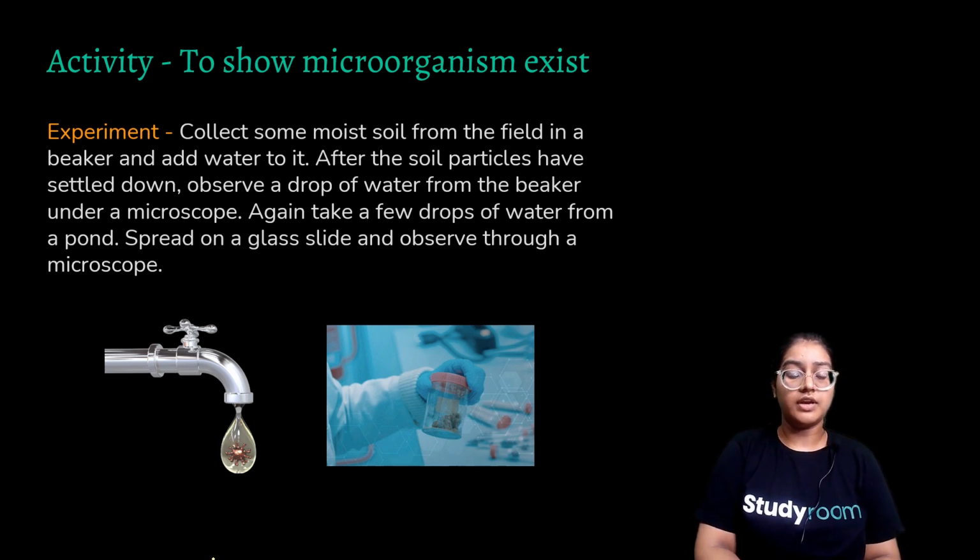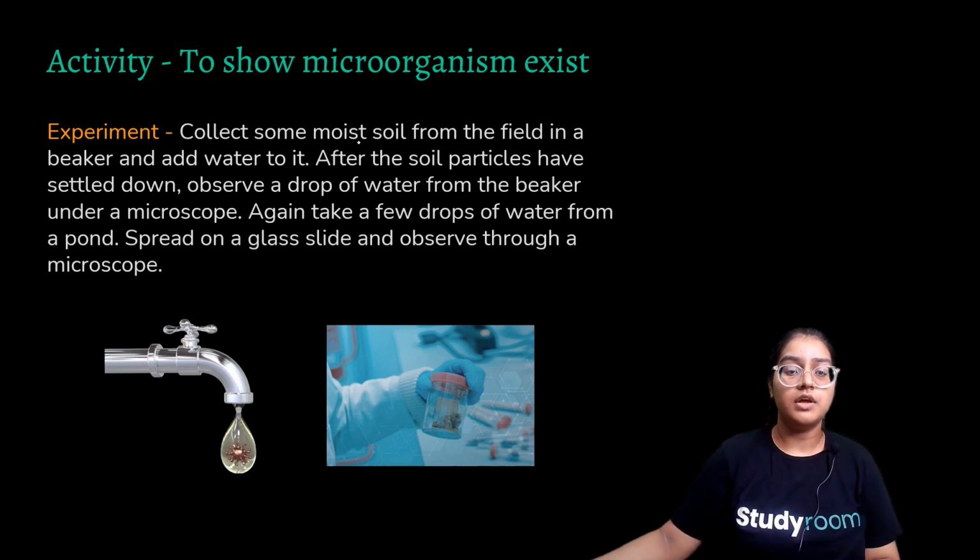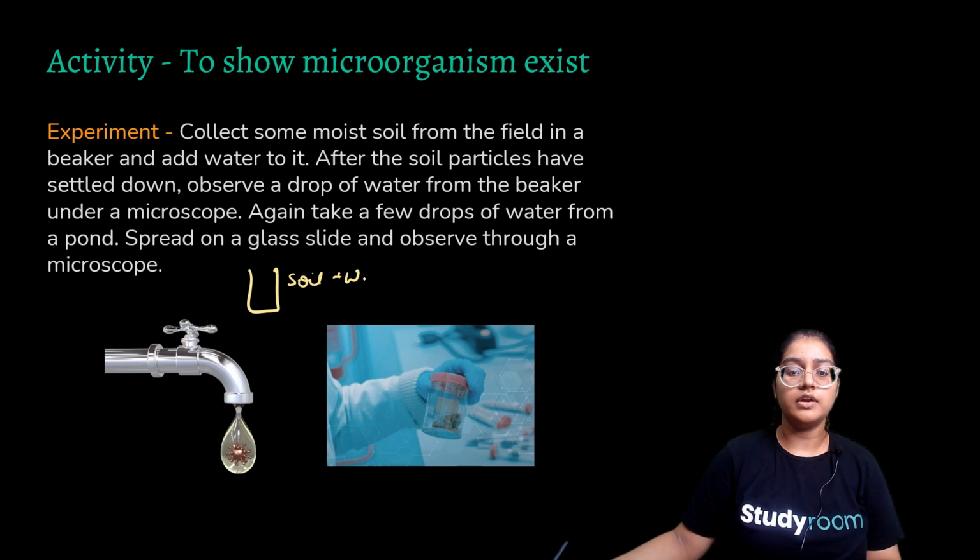Activities to show microorganisms exist. As I mentioned in the previous slide, we cannot see microorganisms with the naked eye; we have to use a microscope. Collect some moist soil from the field in a beaker and add water to it. Take a drop out of it, put it on a slide and observe it through a microscope.